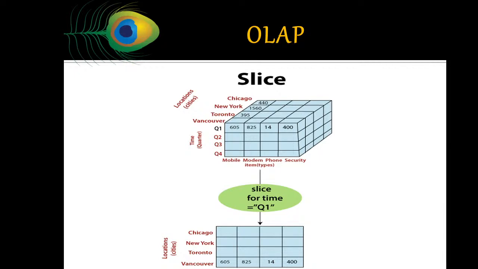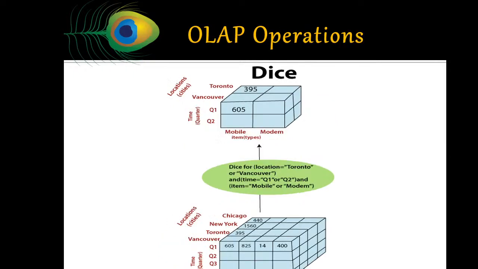The difference between slice and dice is that in dice we can select more than one dimension. In slice, we selected a single dimension. In dice, we can select multiple dimensions to make a new cube from an existing cube.